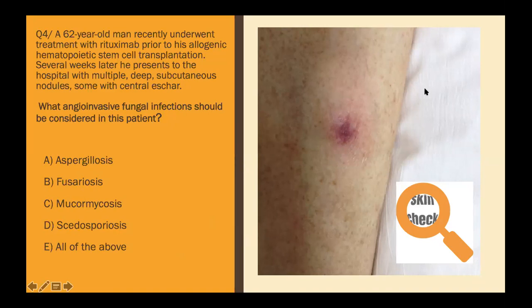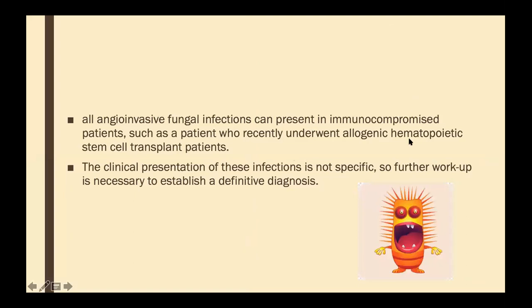More people to answer? Well done. Yes, it's E, all of the above. So all angioinvasive fungal infections can present, especially in immunocompromised patients, such as those who underwent allogeneic hematopoietic stem cell transplantation. For more specific diagnosis, we need a further workup of the patient. As we know, we need to have a skin biopsy.